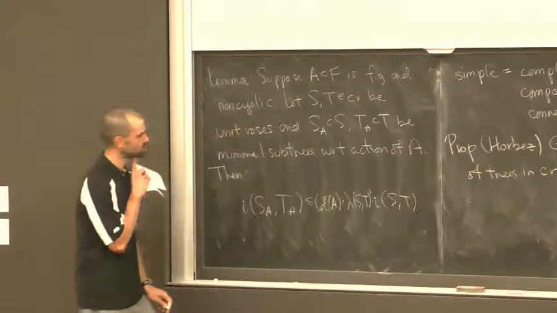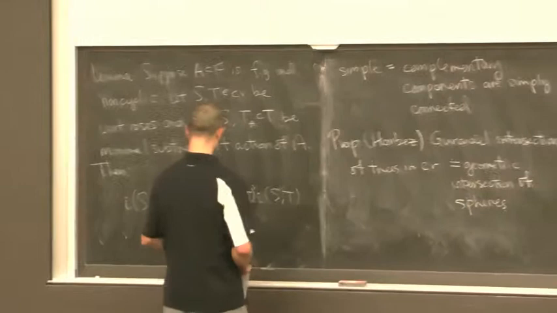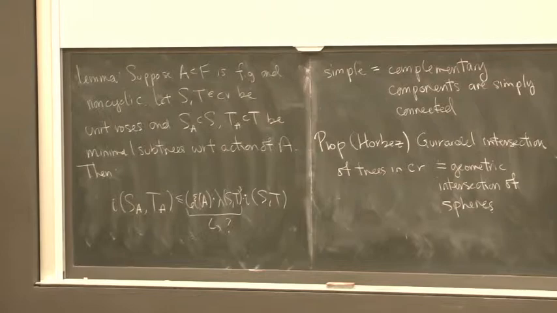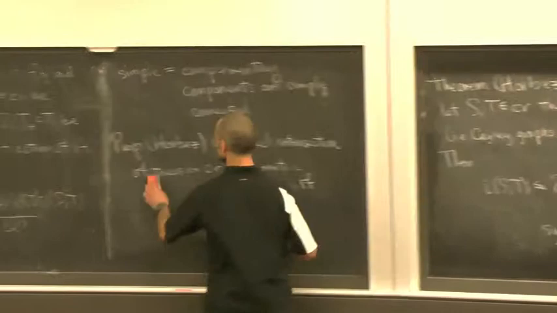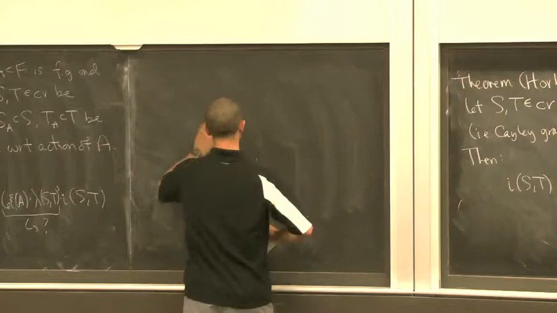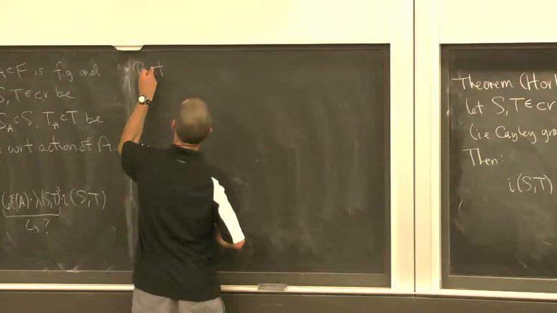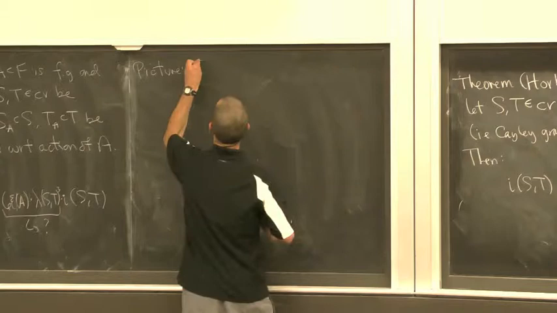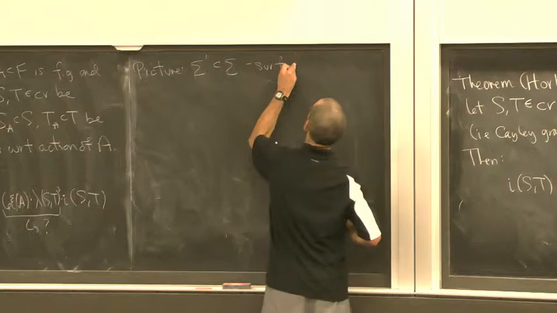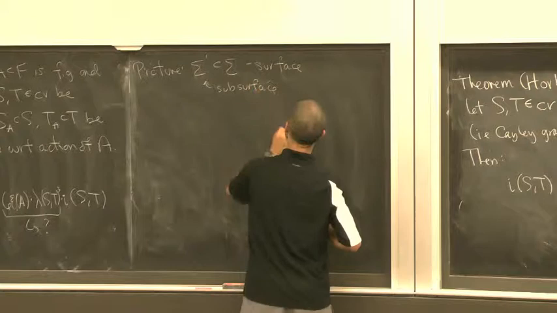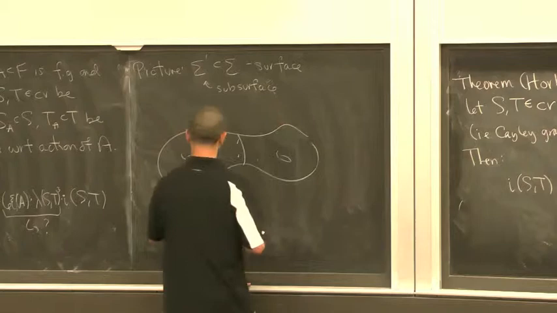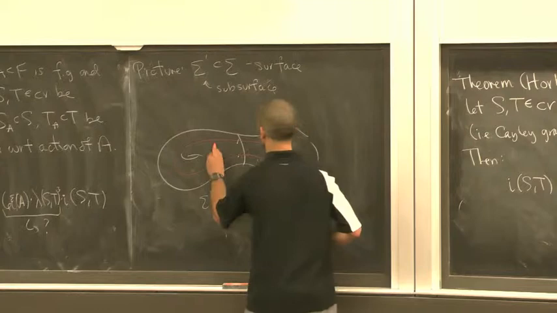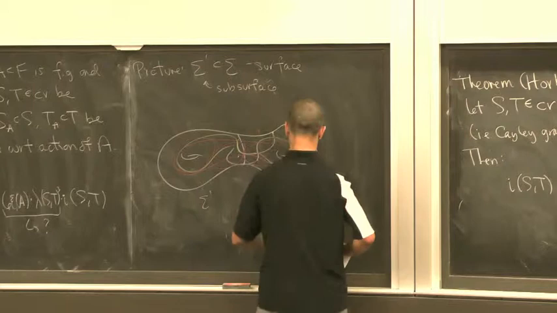So, let me stop babbling and actually say something. What's the picture in surfaces that we were trying to replicate in this lemma? If you have some subsurface sigma prime sitting inside of some surface sigma, there's my subsurface, and you have some curves that go along here. So there's some curve alpha, or beta. There's some curve alpha.